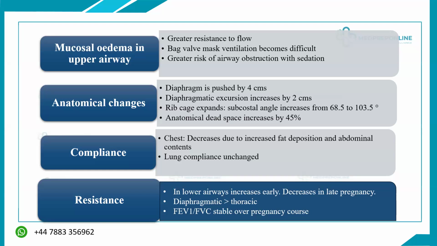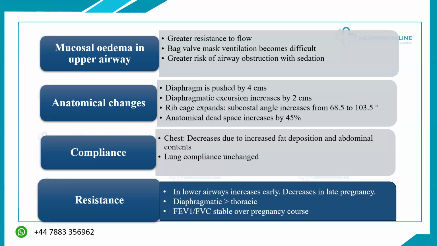Now coming to anatomical changes, you will see the diaphragm is pushed up by 4 centimeters, and this is because of the effect of the gravid uterus. The diaphragmatic excursions, because of the relaxing effect of the ligaments, increase by around 2 centimeters. There is expansion of the rib cage. The subcostal angle increases from around 68.5 to 103.5 degrees, and the dead space also increases by 45%.